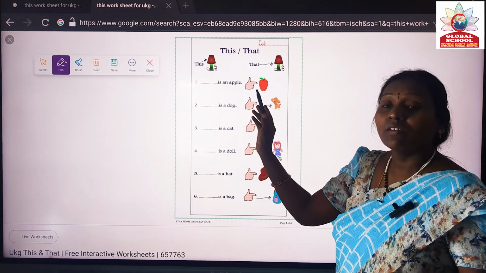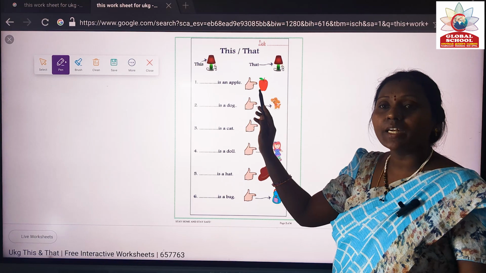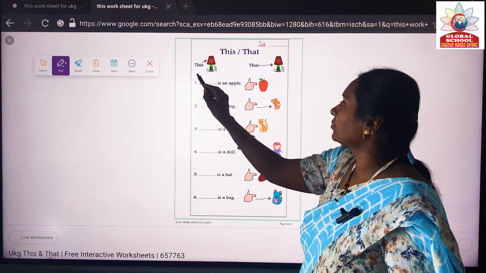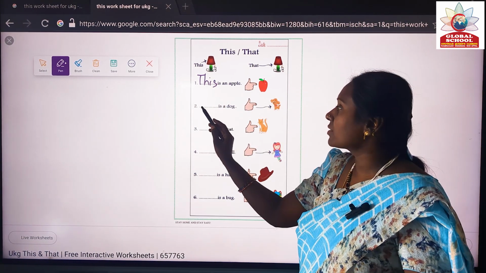Now, let us see. Where is the apple? Is it near or far? Near. Near means what we should write? This. This is an apple.